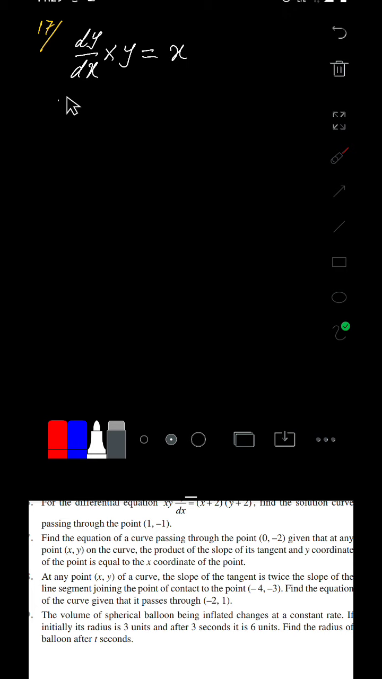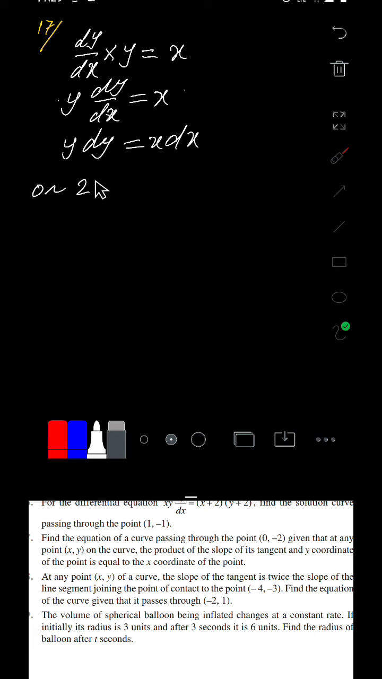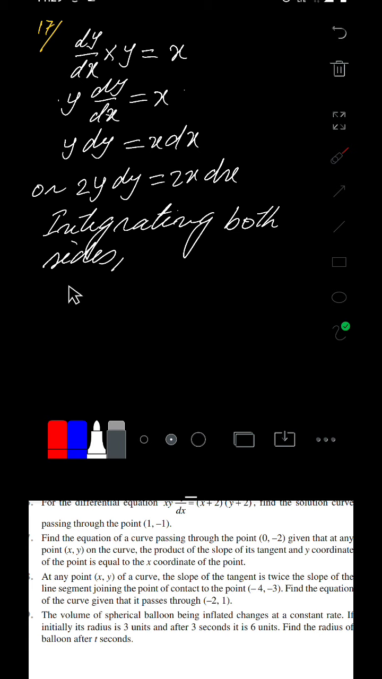So we may write it as y dy upon dx is equal to x. Transposing dx to this side, we get y dy is equal to x dx. Multiplying both sides by 2, we may write it as 2y dy is equal to 2x dx. Integrating both sides, we get y square. On the right hand side, we get x square the same way, plus c, the constant of integration. Let it be equation number 1. This is the equation of the curve.